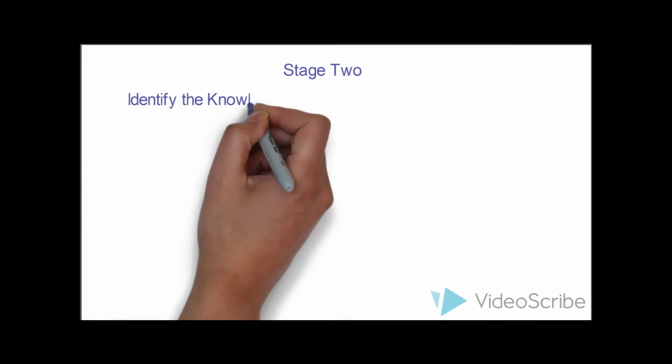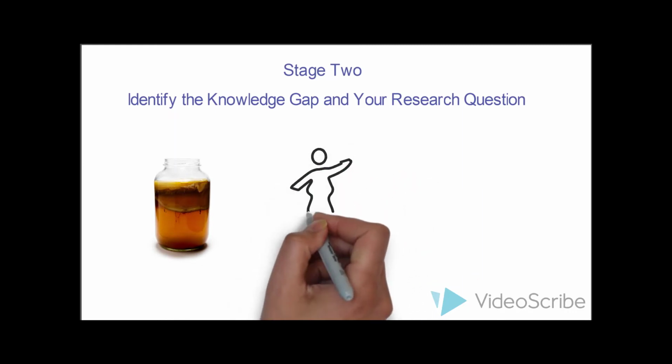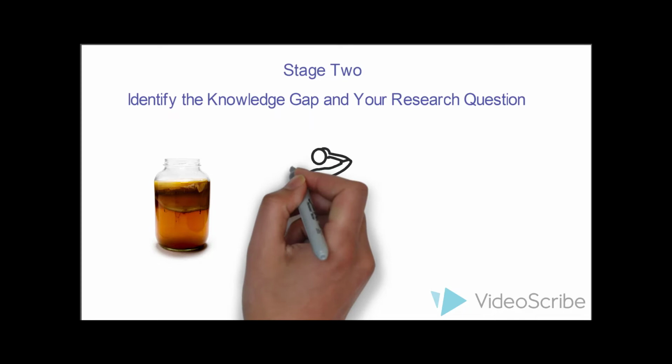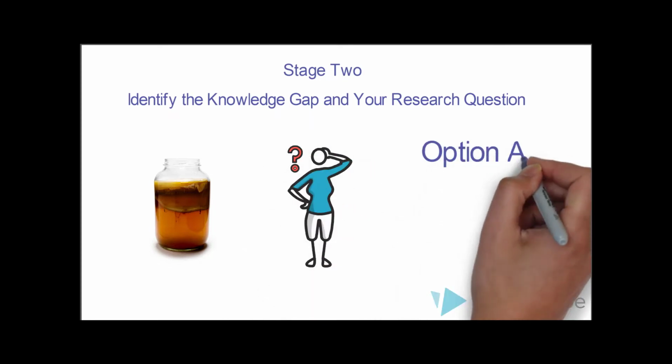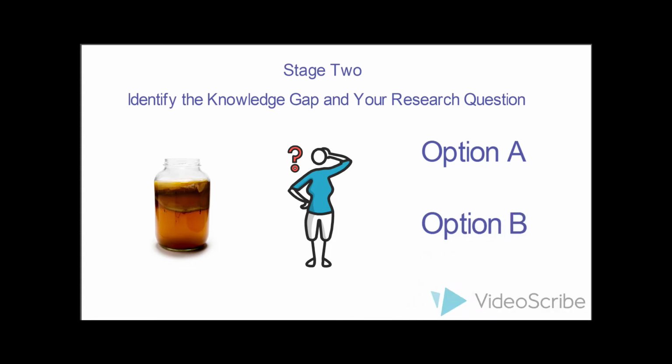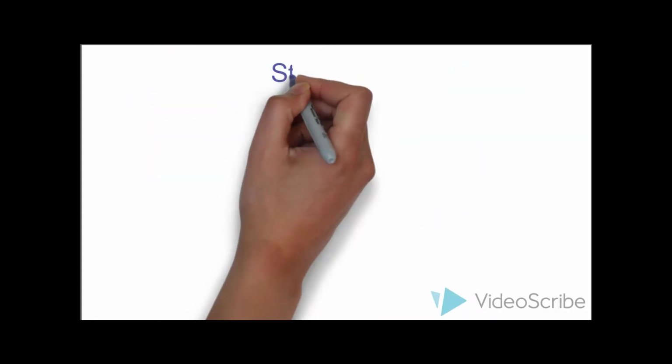Okay, now we're going to move to stage 2. So you want to identify the knowledge gap in your research question. So a knowledge gap is something that we don't know yet. It's not published in the literature in the library yet. So it's a gap. So we want to think about what kind of gap we can write about. And they're going to be different for option A and option B. So let's look at option A first.